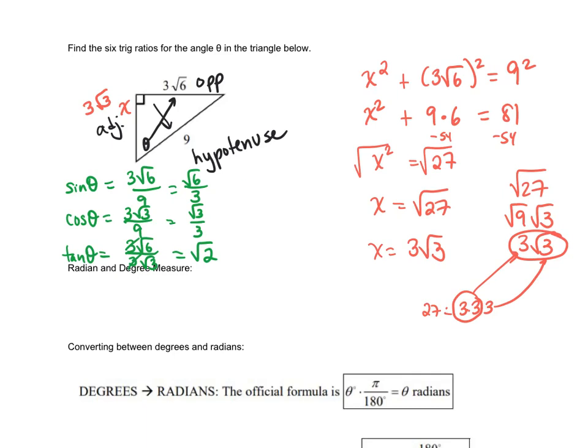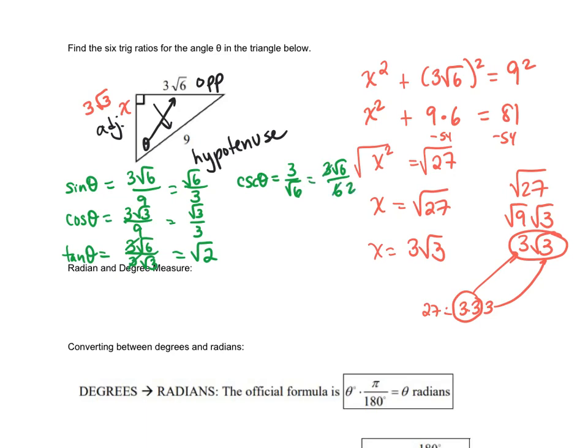Now for our other three, cosecant, remember, is the flip of sine. So that's 3 over radical 6. You can rationalize this. If you remember what rationalize means, it means get rid of the radical on the bottom. That would be 3 radical 6 over 6, which would then simplify to radical 6 over 2.